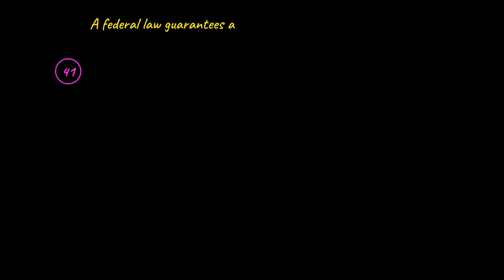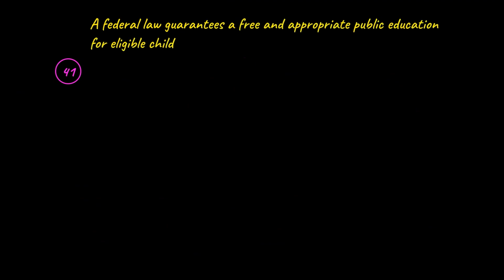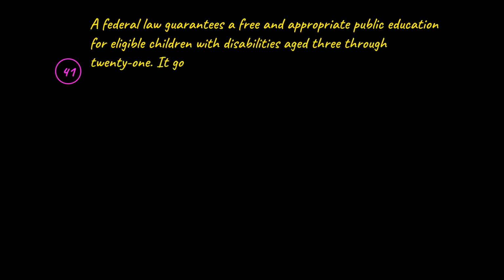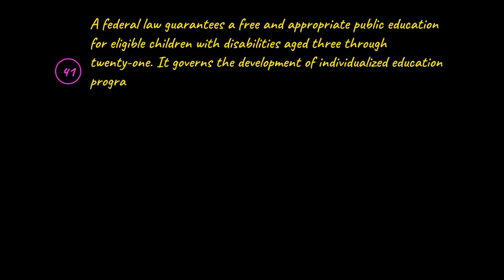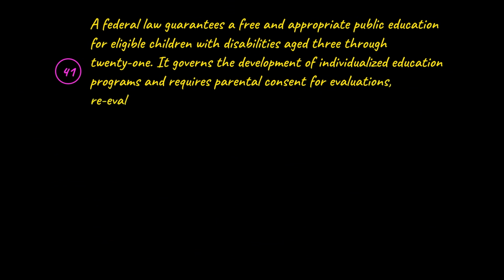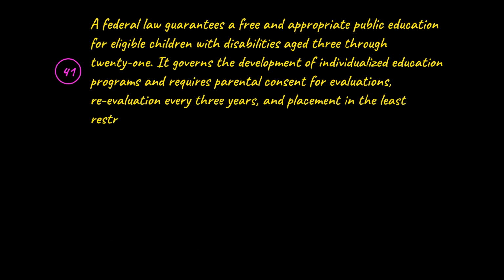Question 41. A federal law guarantees a free and appropriate public education for eligible children with disabilities aged 3 through 21. It governs the development of individualized education programs and requires parental consent for evaluations, re-evaluation every 3 years, and placement in the least restrictive environment. Which law is being described?